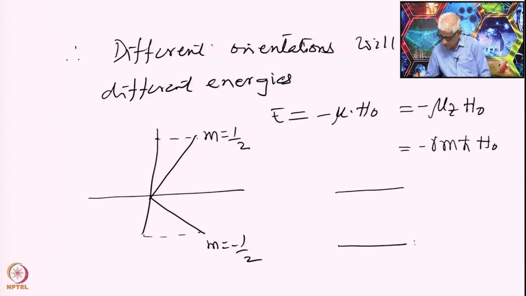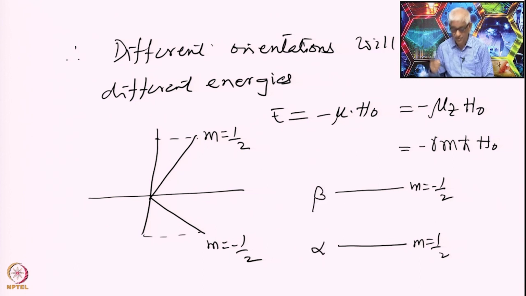And conventionally we label these as alpha and beta. These discrete states are now labeled as alpha and beta states.